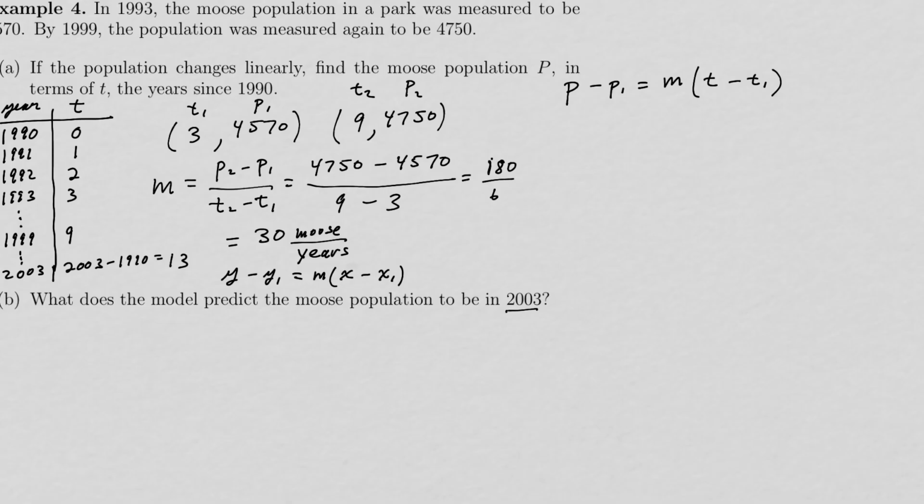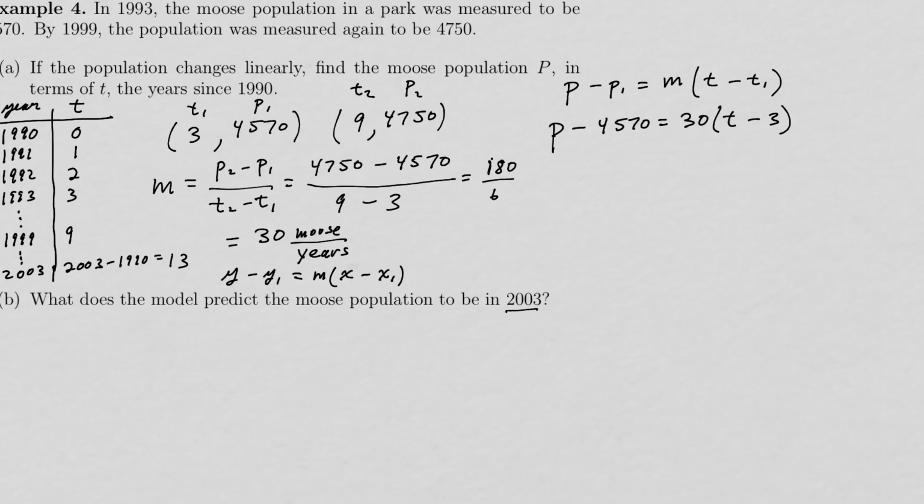Okay, now what am I going to use for my t1, p1? I can use either of these, right? But since I labeled this one t1, p1, let's just use this one. But I could also use this point. I could use any point that lies on the line. So I'm going to say p minus, well, p1 is 4570. The slope we know is 30. And I have t minus t1, which is 3.